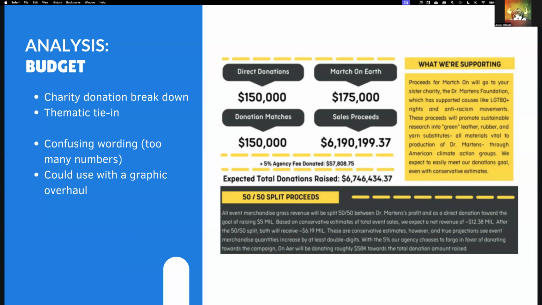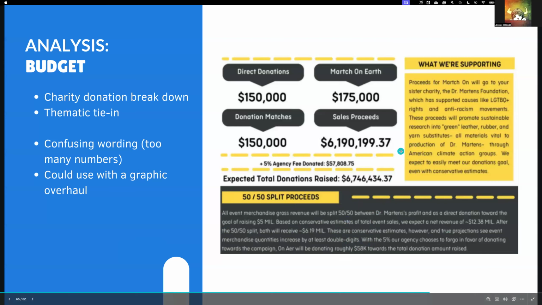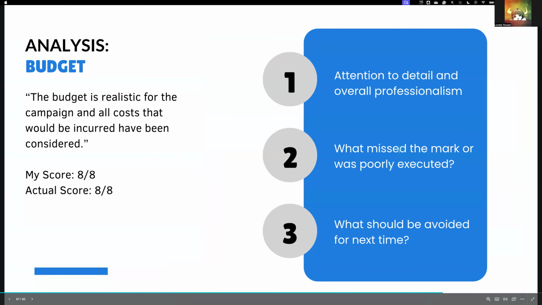There's a lot of confusing wording on this page, and I probably would redo that, and it could use a graphic overhaul. 50-50 split proceeds, because this is half of the money going to the corporation and half of the money going to the charity. I didn't properly explore this, and I feel like I'm lucky that I scored as high because I feel like this should have at least docked me a point. It's well thought out. The numbers back up. I spent about a month on the numbers, but I would just be very cognizant about what you are putting in terms of text in your budget, because your text will be very numbers heavy.